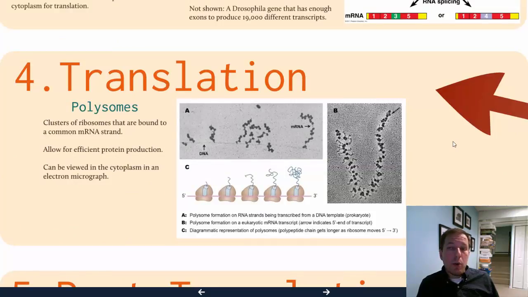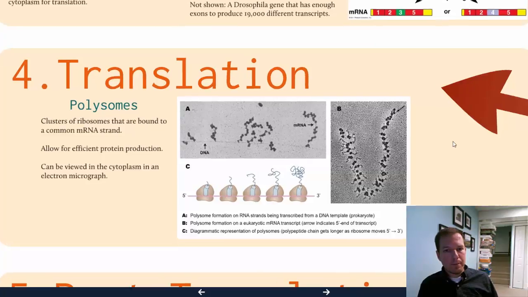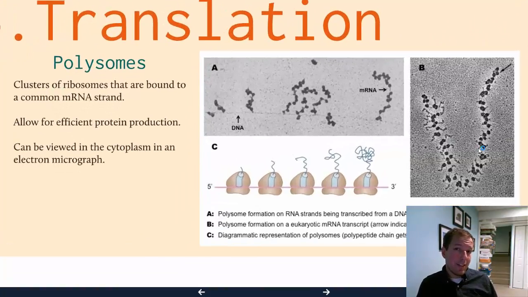During translation, instead of preventing or stopping the process, there is a way to increase the rate at which translation and thus protein synthesis is going to occur. And this is a structure called a polysome. A polysome is a cluster of ribosomes that are all bound to the same mRNA strand. This is a process that is going to allow for an increase in the efficiency of production of a particular type of protein. In the electron micrograph, you can recognize polysomes when you have a cluster of little circles or spheres all bound to a thin thread. That thin thread is the strand of mRNA, and each dot on there represents a ribosome.